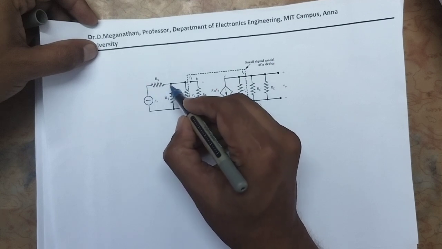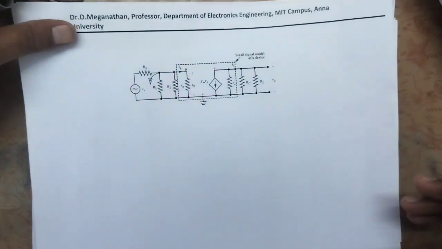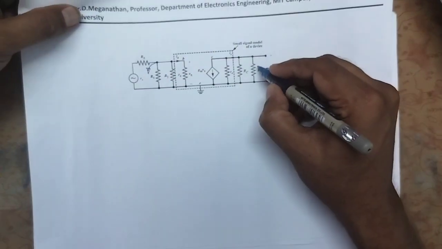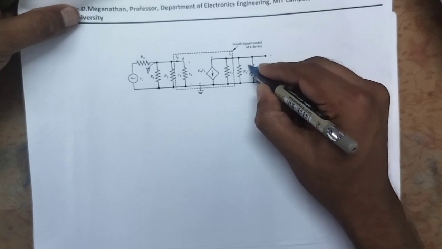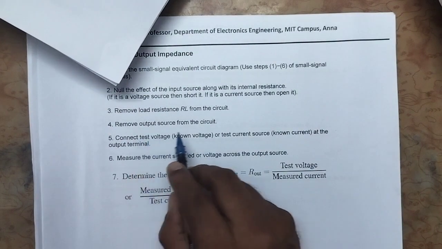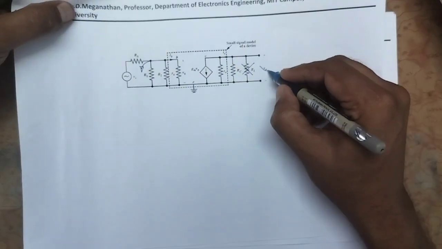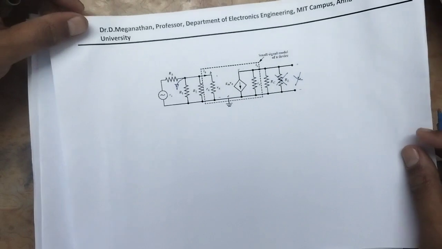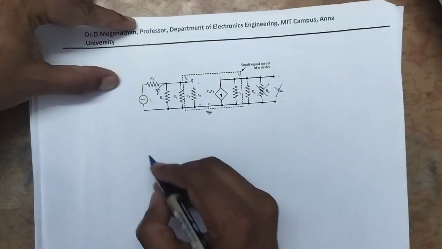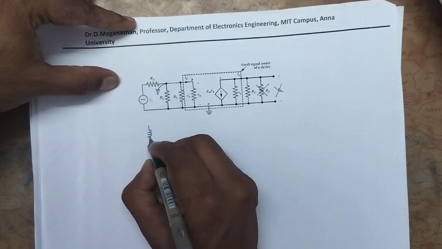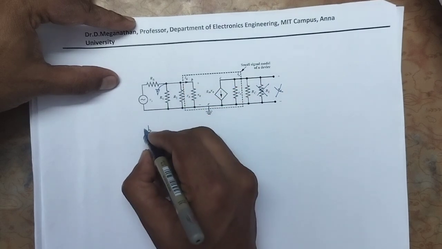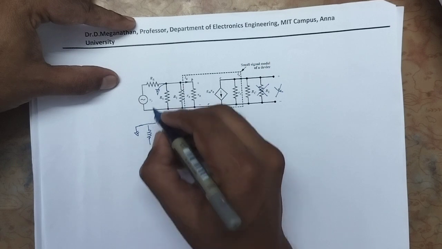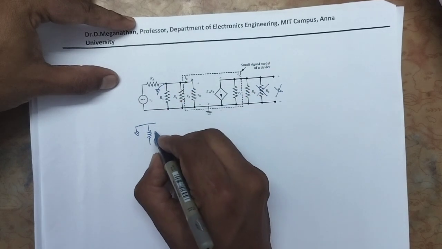Since it is a voltage source, we have to short it. Here we have to short it. Then remove load resistance from the circuit. We have to remove this load resistance from the circuit. Then remove output voltage source from the circuit. We have to remove the output voltage source from the circuit. So first we will do these two things. R1, after this one we have to kill. We kill this point. That means we nullify the voltage source along its internal resistance.